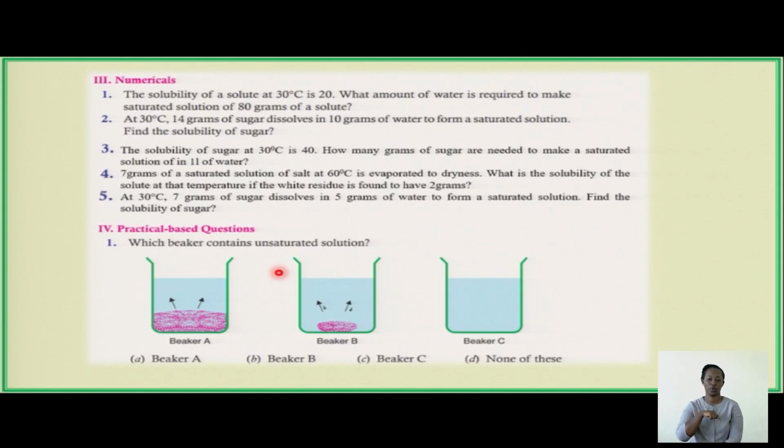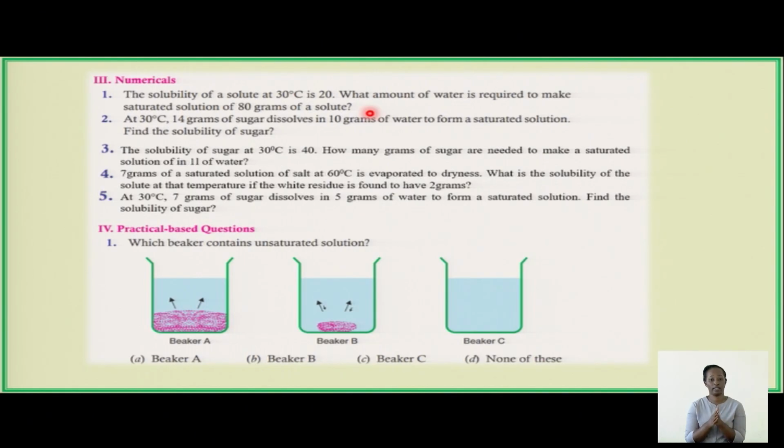Now we have the questions which need to be calculated, where we have to use calculations. So we have the solubility of a solute at 30 Celsius degrees is 20. What amount of water is required to make a saturated solution of 80 grams of a solute? A very simple question. Try it, please. Take your book and your pen and try it.